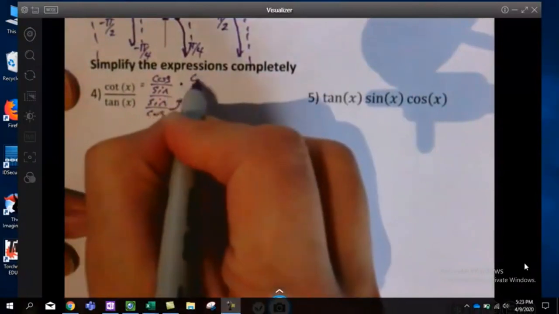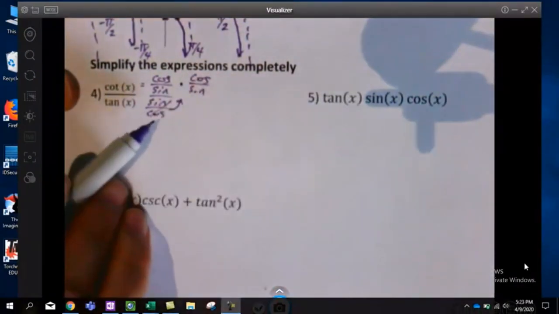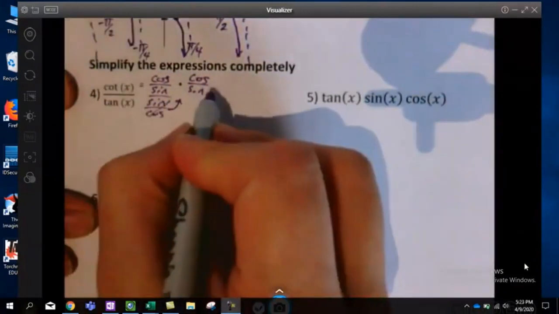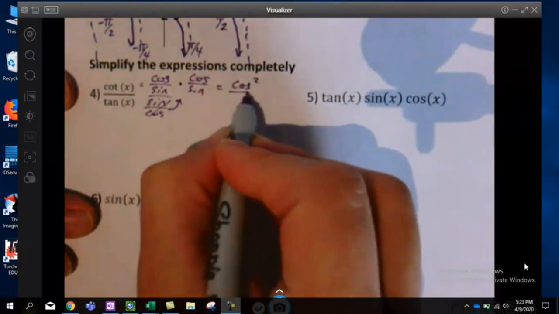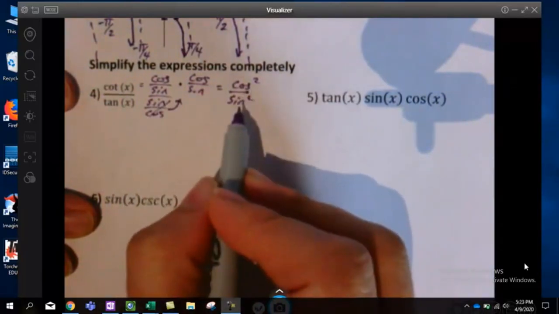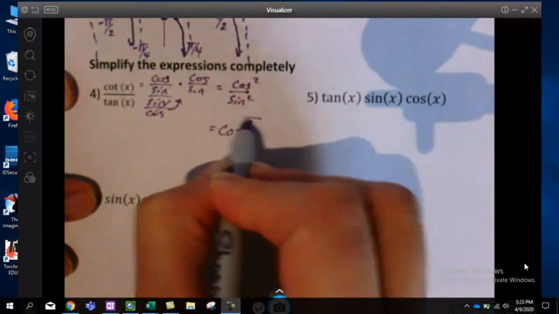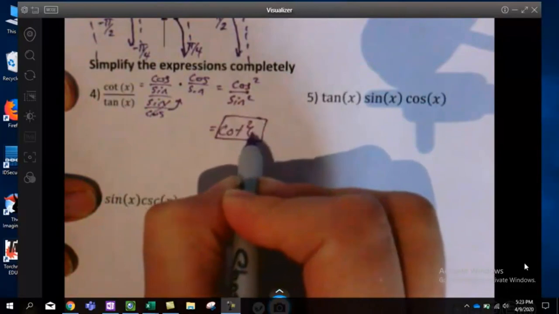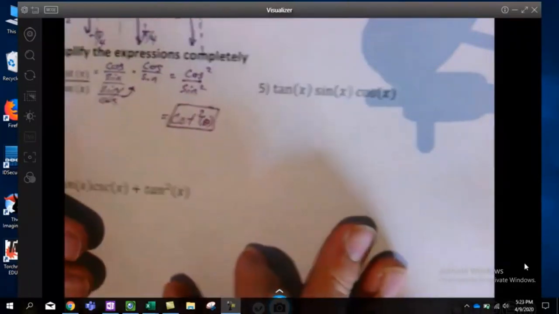Whenever you have a fraction over fraction, we're going to flip and times. So instead of having it divided, we're going to times by cosine over sine, which would give me cosine squared over sine squared. Now, normally we'd look for, does that do something? Is there some cancellation? In this case, there isn't. But I do know that cosine over sine is cotangent, so cosine squared over sine squared would be cotangent squared.